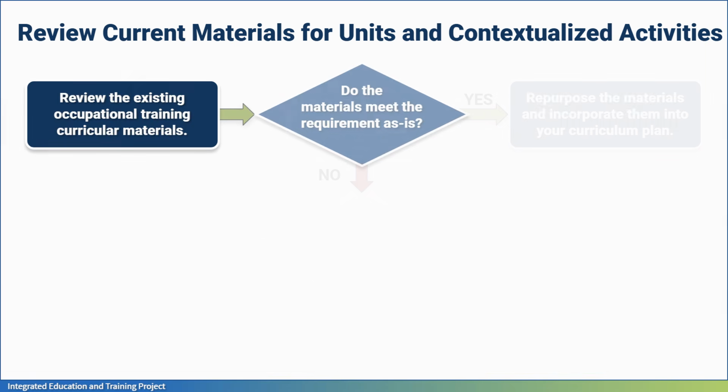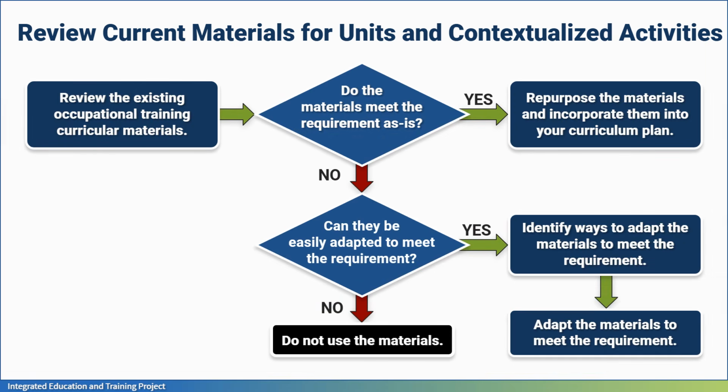Take a moment to review the flowchart on the screen to help you determine if the materials you have can be used as is or repurposed for the IET, or if new materials will need to be obtained or created. An accessible version of this flowchart is available for download in the links below this video. If your team determines new materials will need to be created, please contact the IET project for a planning worksheet that can help your instructional team develop new contextualized materials.